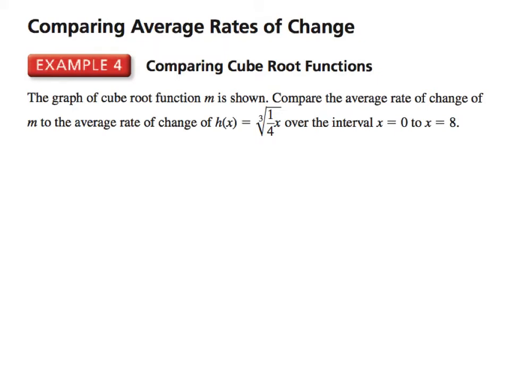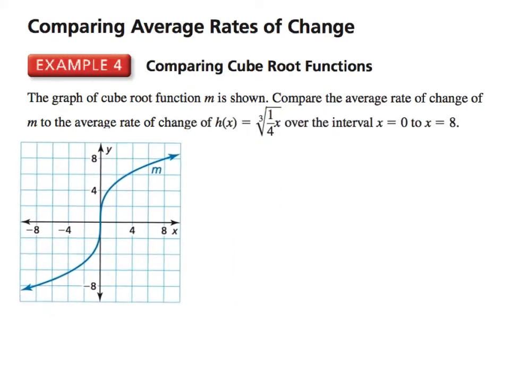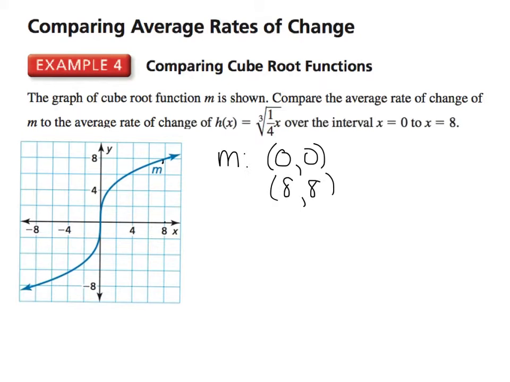So, comparing average rates of change. The graph of a cube root function is shown. So as you can see, the graph is right there. Compare the average rate of change of m, this is the graph of m, to the average rate of change of the cube root of 1/4 x over the interval 0 to 8. So let's do our m. If we plug in 0, that's going to be (0, 0). If we plug in 8, that's going to be (8, 8). Well, that's easy. Change in y over change in x gives us 1. Piece of cake.